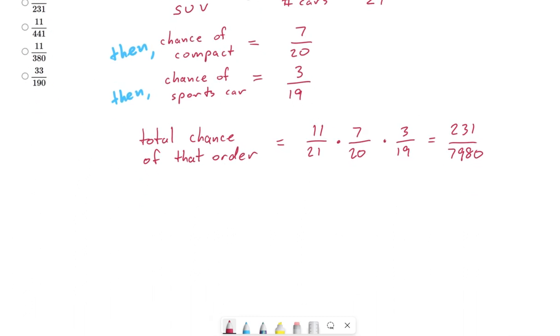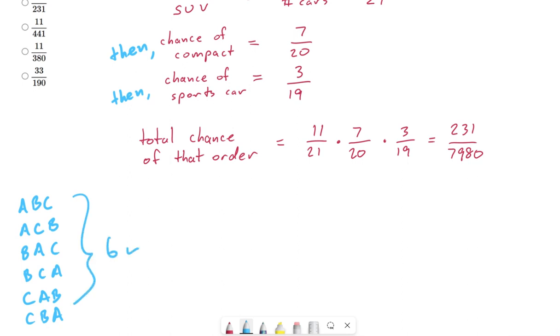Well, let's think about that for a moment. If I have three letters, A, B, and C, how many ways are there to arrange those? Well, there's ABC, there's ACB, and then I could start with the letter B and go BAC, and I could go BCA, or I could start with the letter C and go CAB, and then CBA. So there are, if you count them up, 6 ways to make this work.